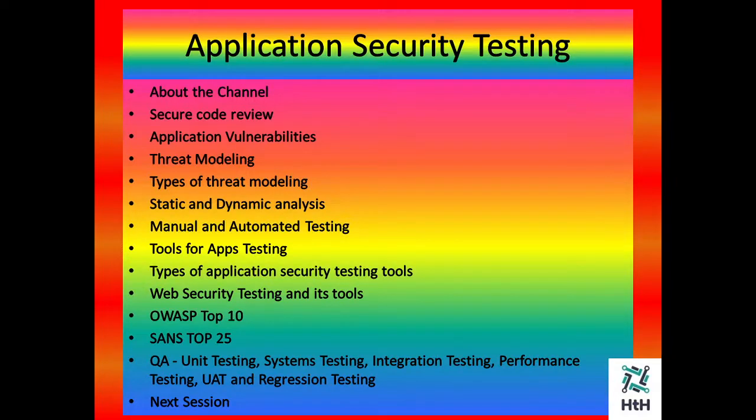In this slide we will discuss the table of contents for this session. This session is divided into two parts. The first is about the channel and secure code review, and the second part is application vulnerability, threat modeling, types of threat modeling, static and dynamic analysis, manual and automated testing, tools for apps testing, types of application security testing tools, web security testing and its tools, OWASP top 10, SANS top 25, quality assurance, unit testing, system testing, integration testing, performance testing, user acceptance testing, regression testing, and next session.